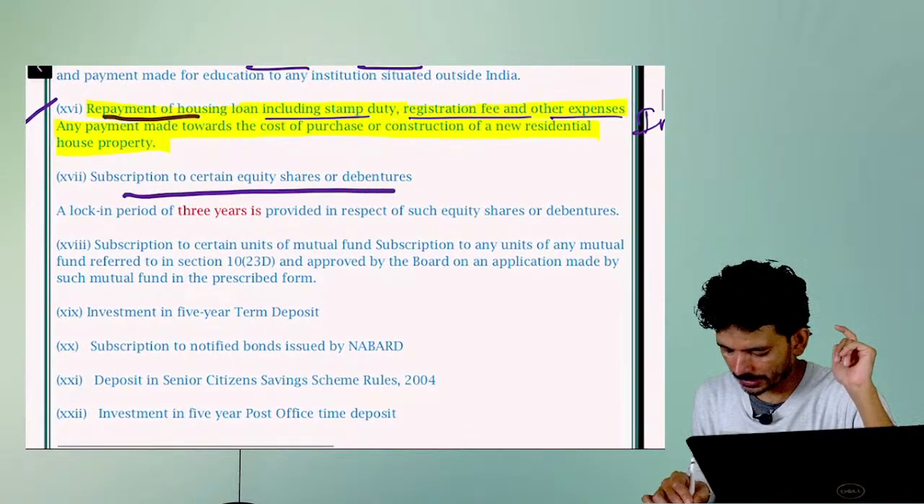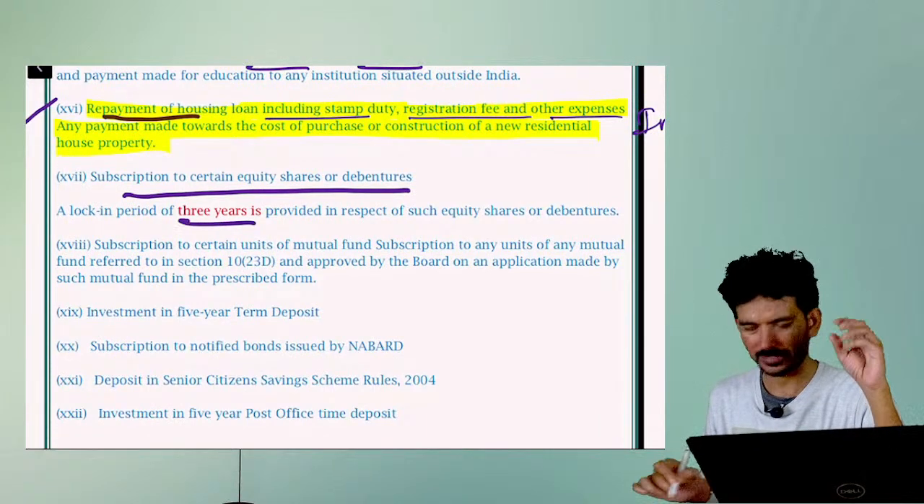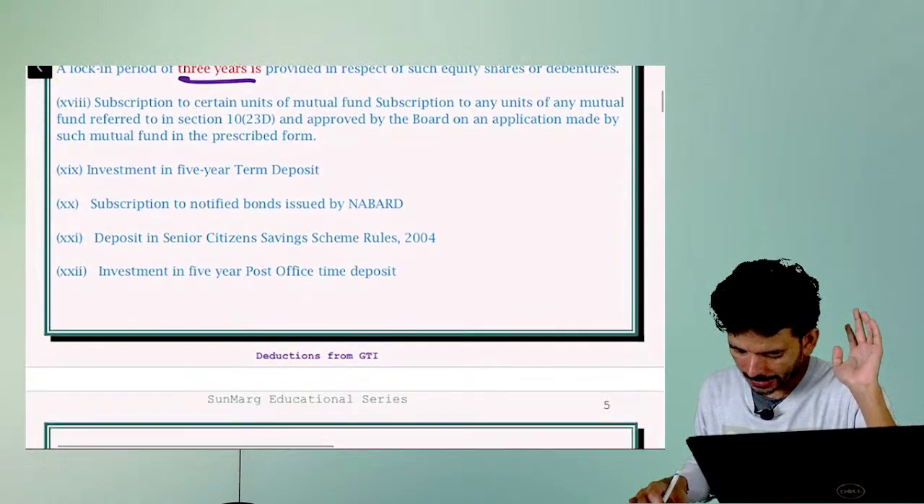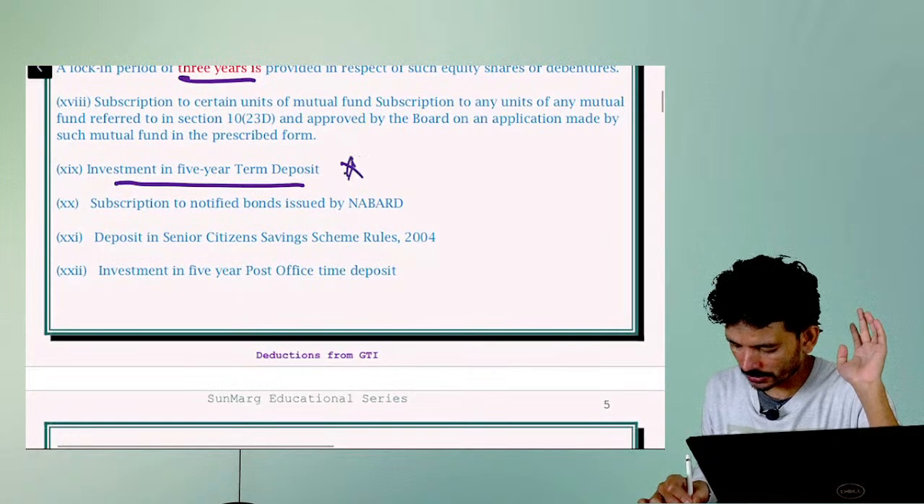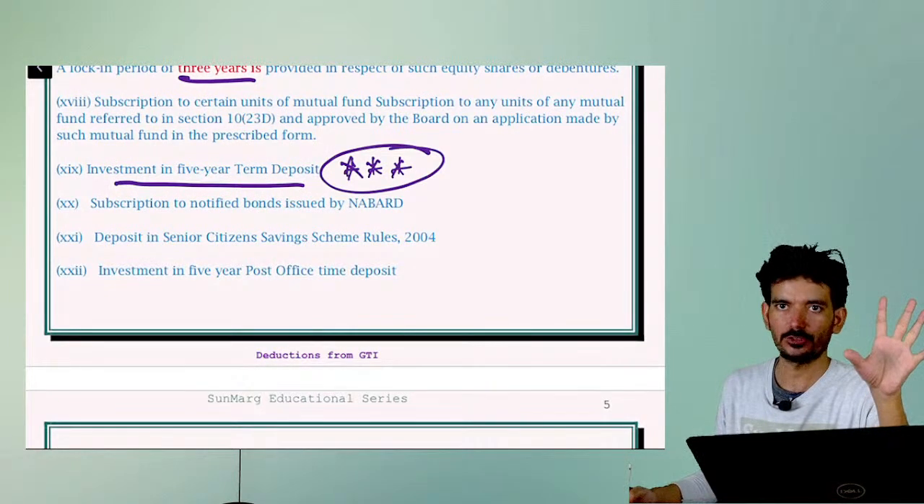And subscription to certain equity shares and debentures. So generally the government notifies this, and whenever they notify, they say the lock-in period is 3 years. It's not important, just for understanding I'm telling you. And investment in 5-year term deposits. So this is also important. People take term deposits, right? So it has to be 5 years, otherwise it is not eligible.